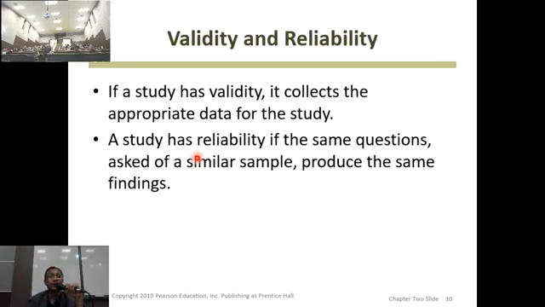So when we have validity and reliability issues, if a study has validity, it collects the appropriate data for the study. A study has reliability if the same questions asked of a similar sample produce the same finding. This is reliability and validity. Reliable means that everybody will have the same response. Or not the same response, but the statistic is the same, similar. So it's reliable. Everybody understands the question similarly.